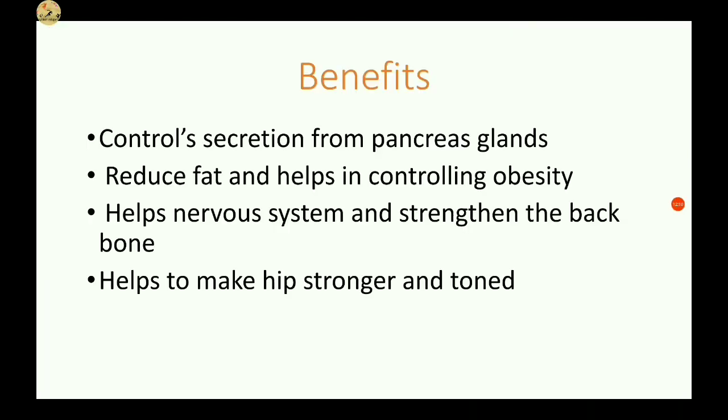We can repeat this from the other side also, left side. First we have done this pose from right side, then we can repeat it from the left side.